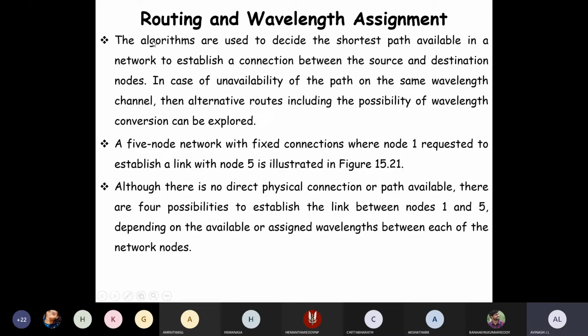Next, when we do this, algorithms are used to decide the shortest path available in the network. Why do we go for the shortest path? Because once we go for the shortest path, the shortest paths will always be used. We don't want our data to travel more in the network, so it has to reach the destination as early as possible.